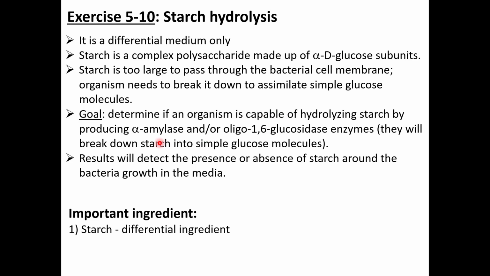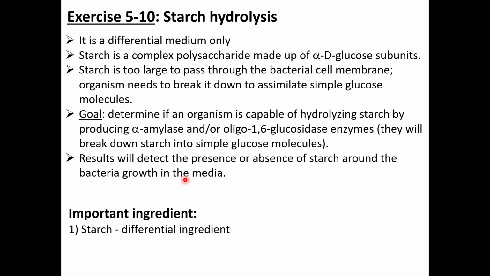So certain types of bacteria may have alpha amylase or oligo-1,6 glucosidase enzymes, and if they have both or just one of them, that is enough for them to produce it and then release it outside of the cells. And then as they break down the starch into simple glucose molecules, now glucose would have that chance to cross the cell membrane actively because there's ATP involved for that. And then once glucose gets inside of the cells, it can be used as a source of energy to produce ATP.